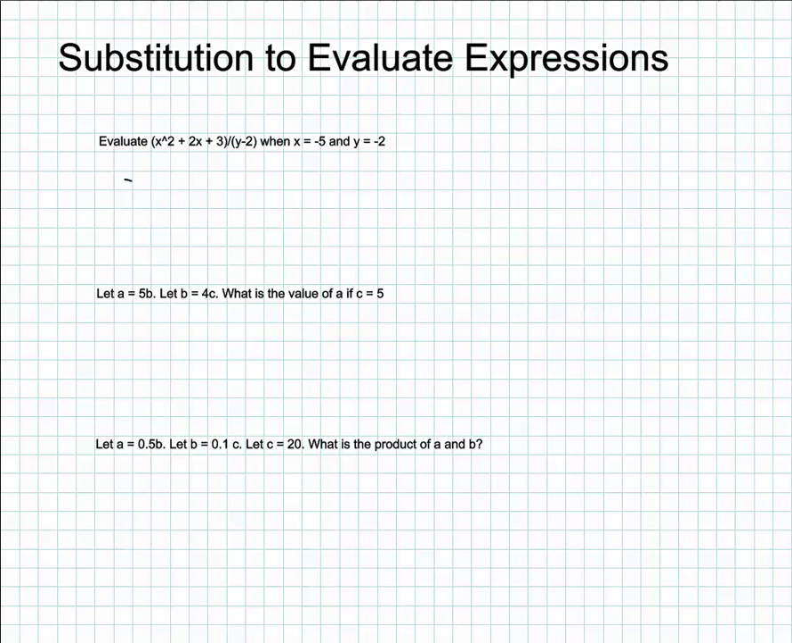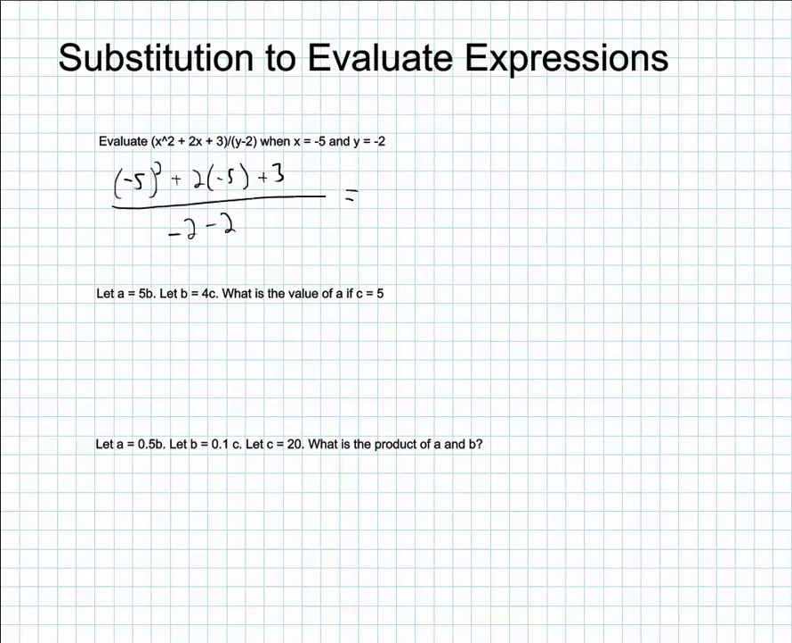So -5 squared plus 2 times -5 plus 3. And of course this is all over y minus 2, so that is -2 minus 2. Alright, so let's set this equal to something and start simplifying this.